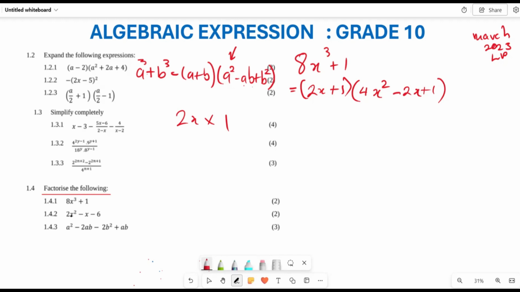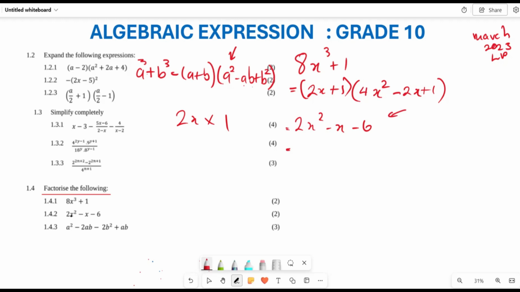Now let's look at 1.4.2. Now here you are having 2x squared subtract x subtract 6. Now from here we can simplify this. How do you simplify this? Firstly, it is a trinomial, right? So how do you find out this?